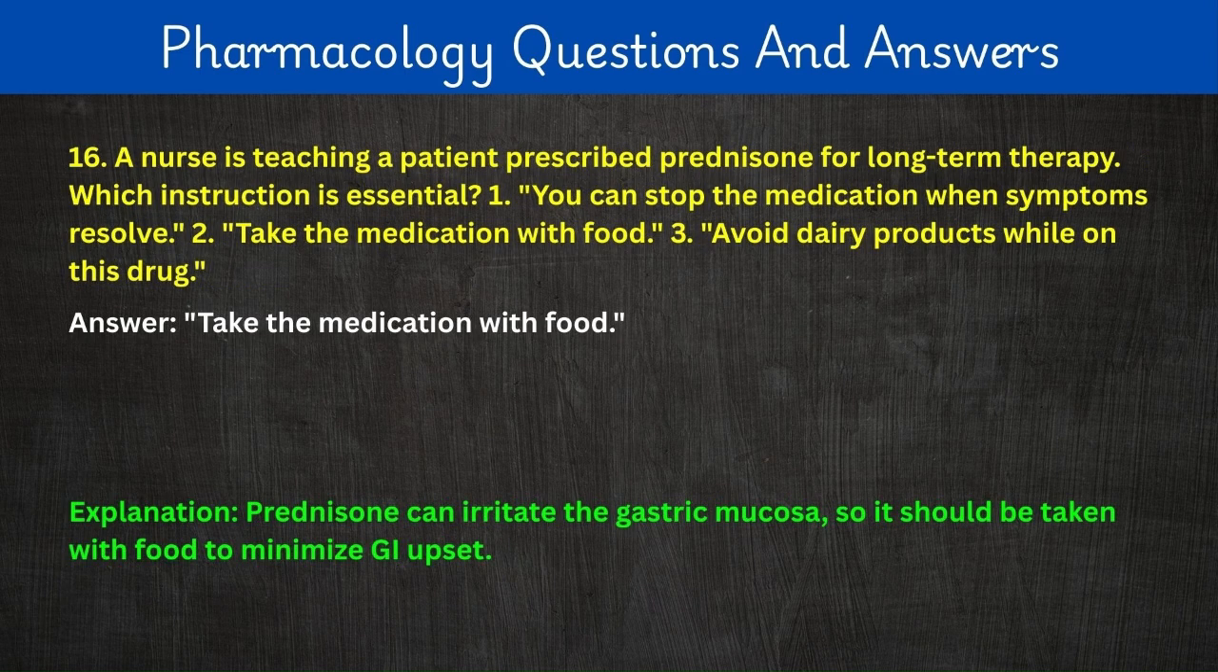16. A nurse is teaching a patient prescribed prednisone for long-term therapy. Which instruction is essential? 1. You can stop the medication when symptoms resolve. 2. Take the medication with food. 3. Avoid dairy products while on this drug. Answer: take the medication with food. Explanation: prednisone can irritate the gastric mucosa, so it should be taken with food to minimize GI upset.